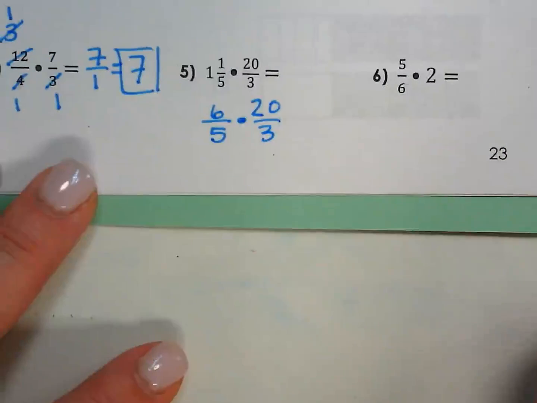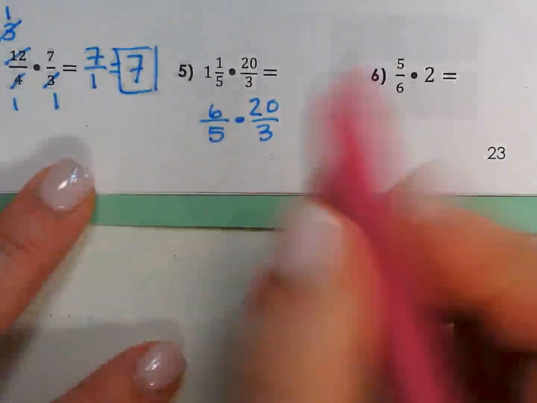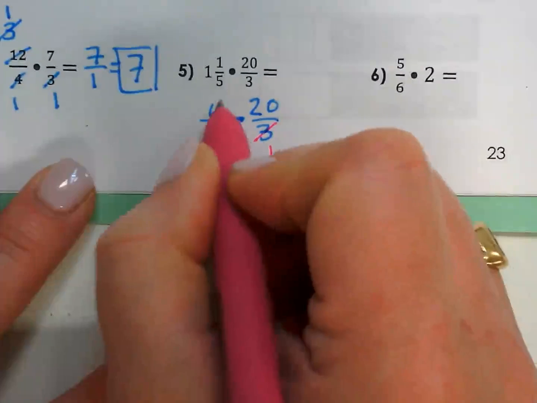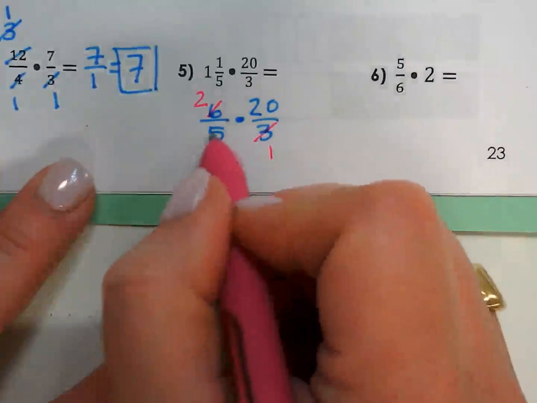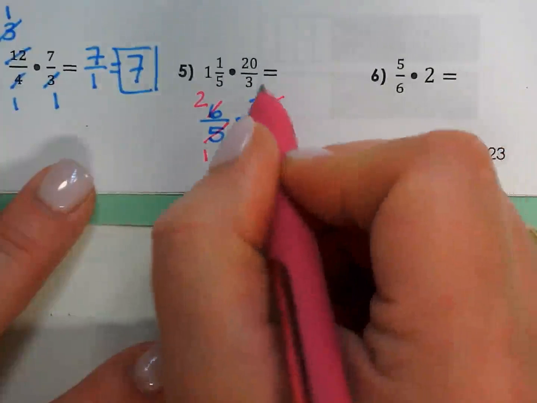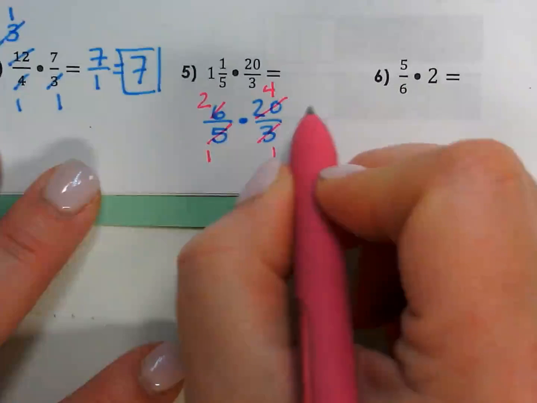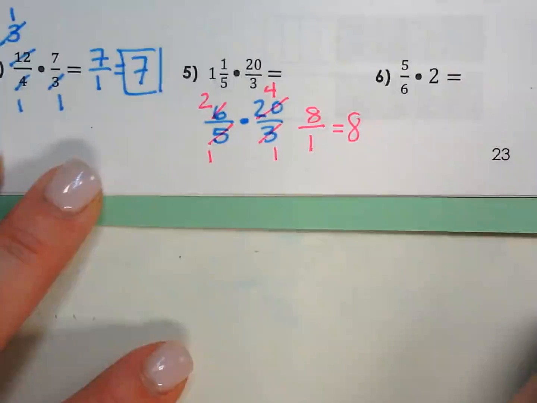And we look top to bottom. Do we see any common factors here that would help us? We absolutely do. 3 and 6 share a factor of 3. So I'm going to divide by 3 and divide by 3. And 5 and 20 share a factor of 5. Divide by 5, divide by 5. I don't see any other common factors top to bottom. So this is going to be 8 over 1, which equals 8.